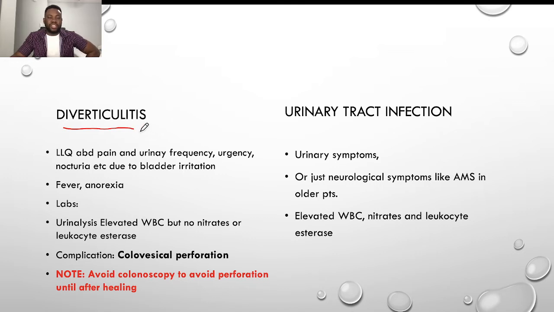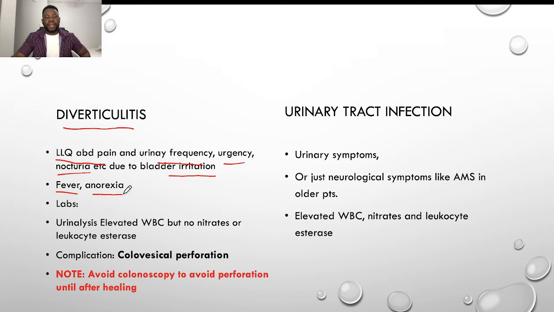If it's in a younger patient, it's going to be the ascending colon, because there's a lot of pressure in the ascending colon as well. So older patients, sigmoid colon; younger patients is going to be in the ascending colon. So typical presentation is left lower quadrant abdominal pain. They have urine frequency, urgency, nocturia, and all the urinary signs due to bladder irritation. They have anorexia, fever.